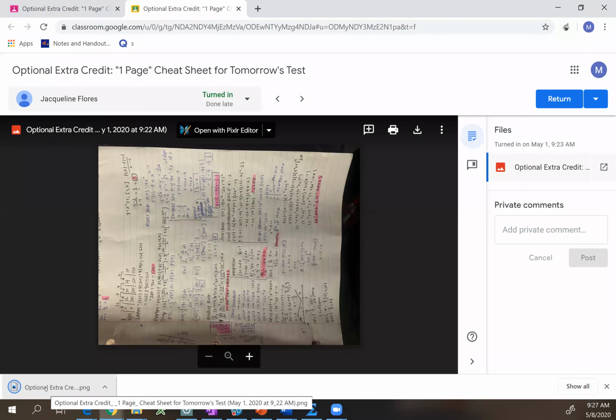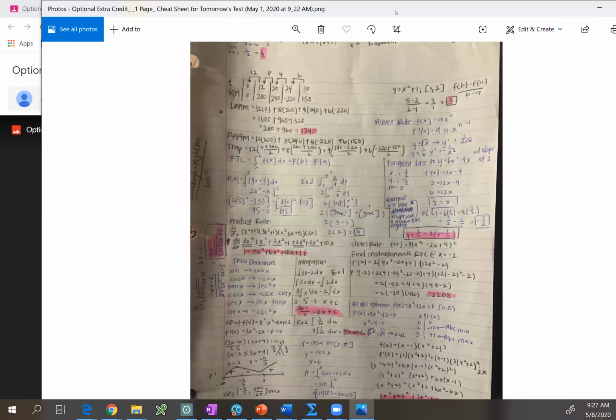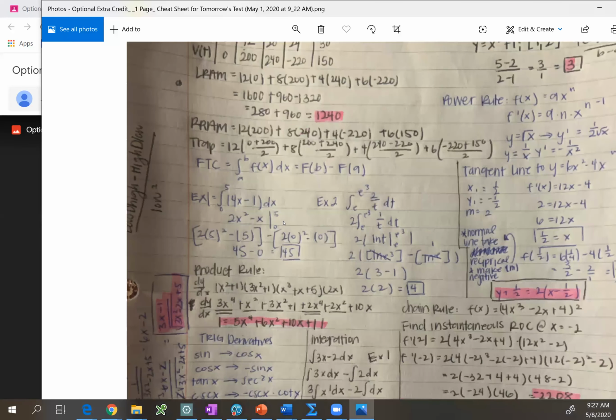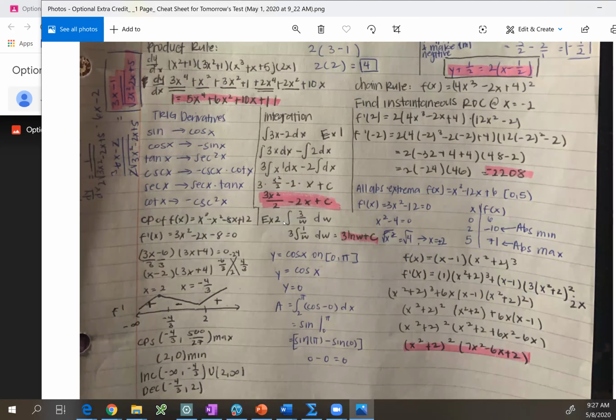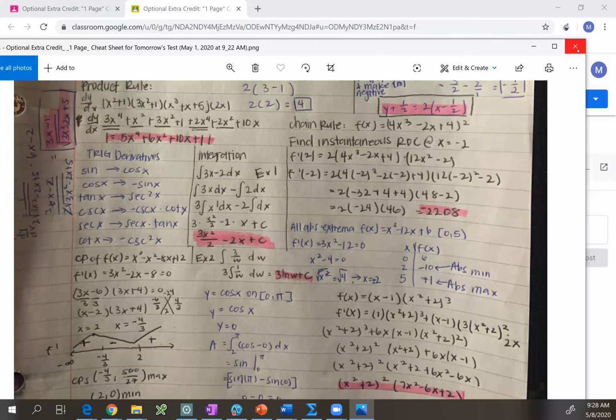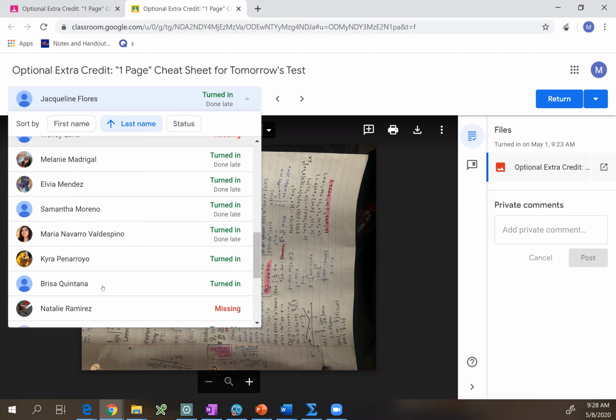What Jackie did was, instead of doing a lot of formulas, she did a ton of examples. And I thought that was really cool because examples can really, really help you out. She did examples of a Riemann sum, a tangent line, the chain rule, which was really good, and finding all the absolute extrema. I think that's very cool: on my cheat sheet, why don't I put some examples of questions that I usually have a tough time with? And a lot of you guys did that as well.